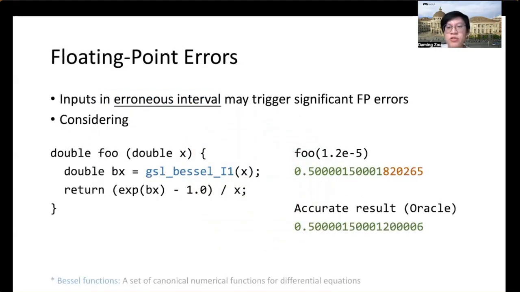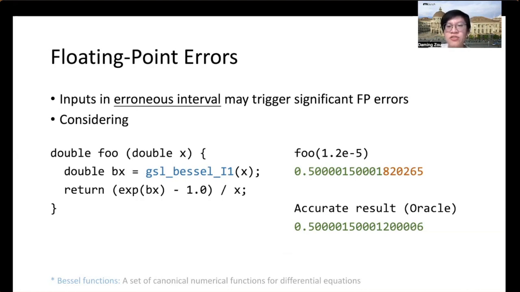Since floating point use limited precision to represent unlimited real numbers, there are always floating point errors, and existing error detection work could report us an erroneous input interval where the errors become significant. Considering this tiny example, we know that library calls are widely existed in numerical programs. So in this particular example, we call a GSL's Bessel function here.